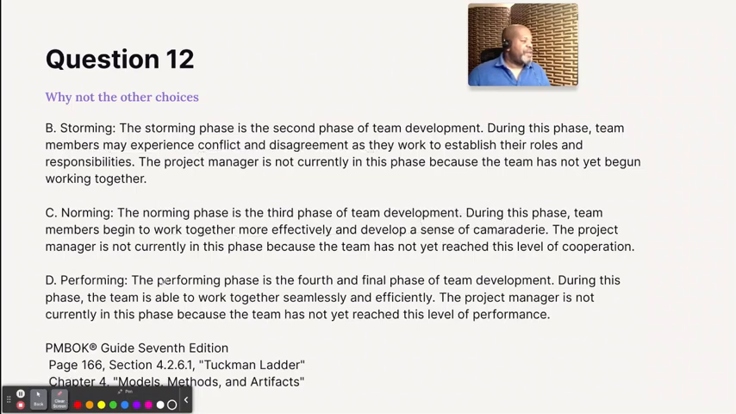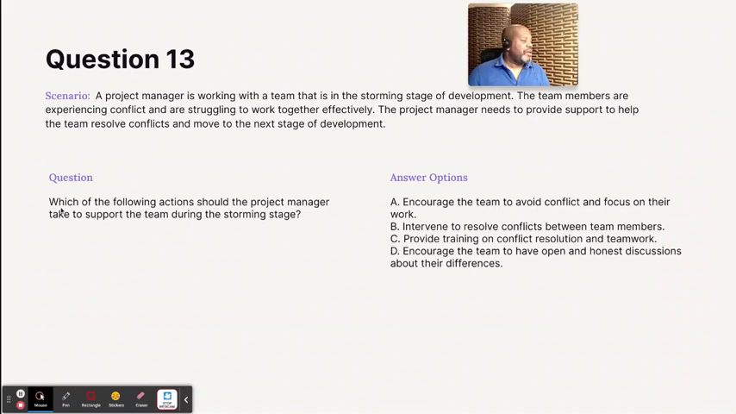Okay, performing. The performing phase is the fourth phase and the final phase. During this phase, the team is able to work together seamlessly and efficiently. The project is not currently in this phase because the team has not yet reached this level of performance. How did you do? Yeah? All right, let's move on to the next one.